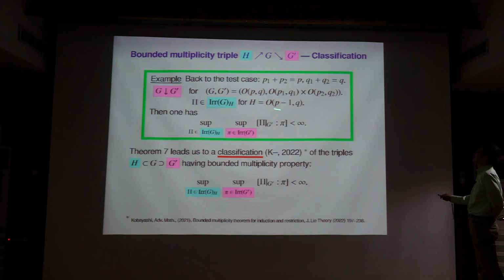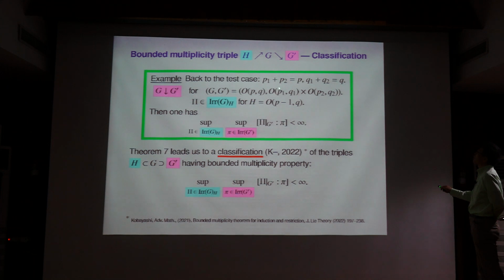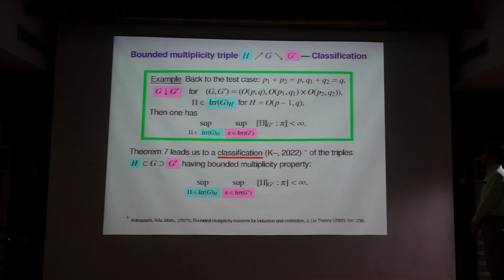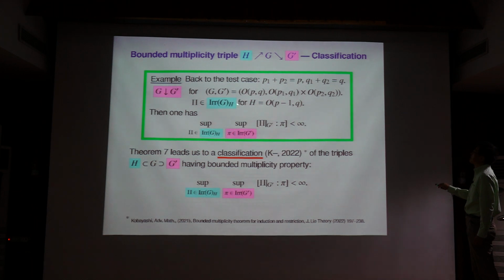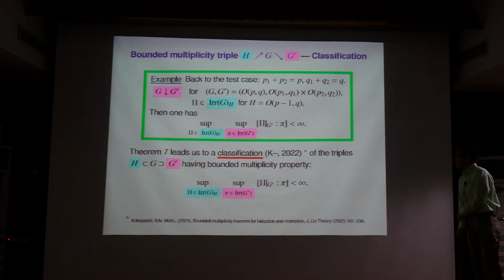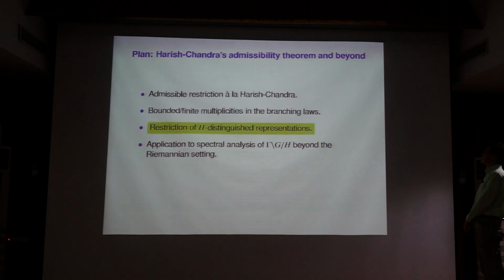But if we consider an H-distinguished vector where H is this one, then the previous theorem, theorem 7, says that we have uniformly bounded multiplicity whatever P1, Q1, P2, Q2 are. For any four parameters, this is uniformly bounded. And this is one example of uniformly bounded multiplicity triples. But actually, we can give a classification of the triples H, G, G prime with these properties. Okay, so this is what we have so far explained about restrictions of H-distinguished representations.